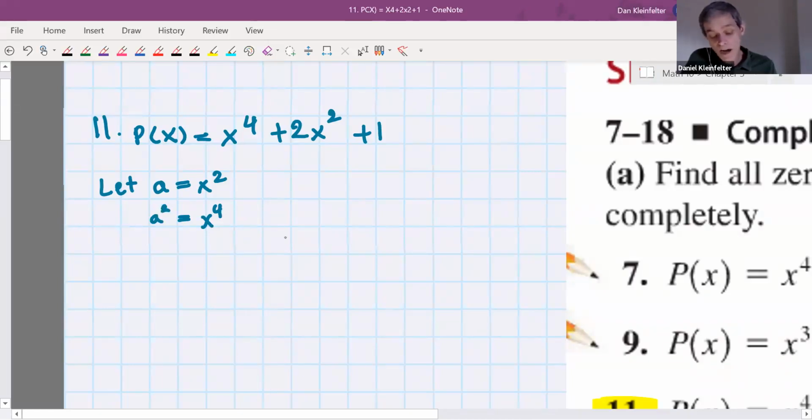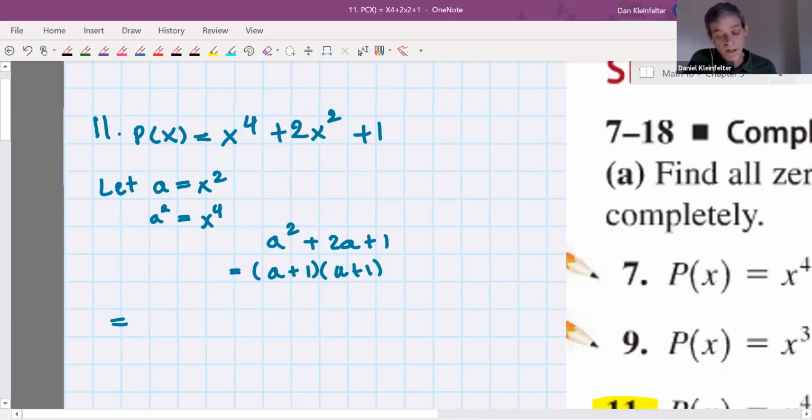So then our original function now, x to the fourth power is a squared. Our x squared is a, so this will be a squared plus 2a plus 1. And that's easier to factor, right? So this thing will factor as a plus 1, a plus 1. Now if you like, you can undo the substitution. Our a was x squared, so we'll have x squared plus 1 times x squared plus 1.